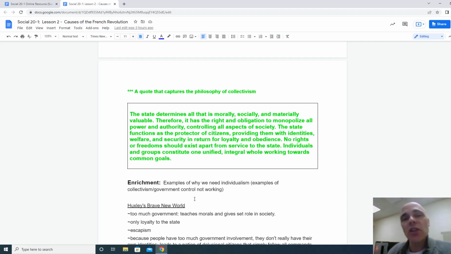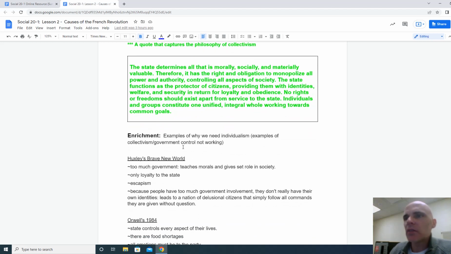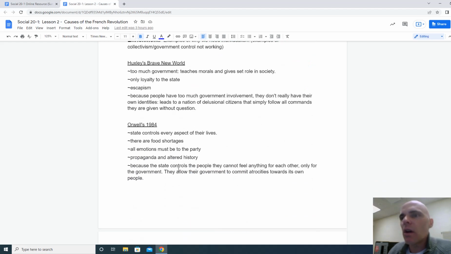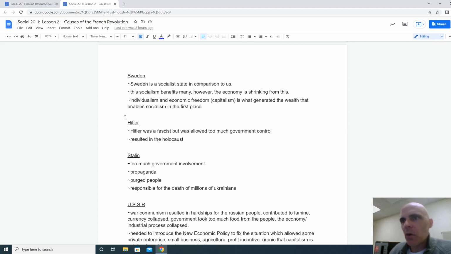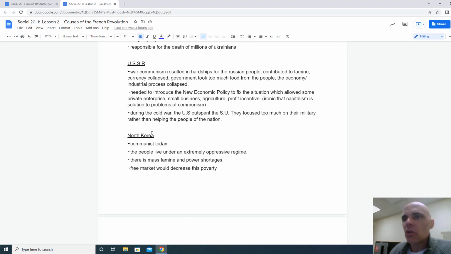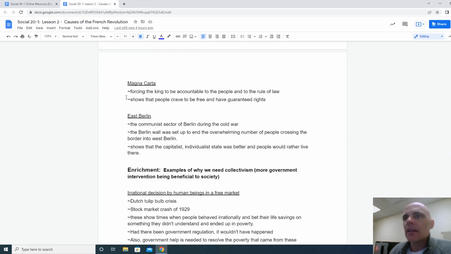This is an ideological perspective that reflects collectivism. And it is shown in green because that's the type of A1 source that you could see that you need to unpack and say, okay, what principles of collectivism am I seeing here? In terms of enrichment, we have some examples of why we need individualism, shown through the hypothetical works of Huxley and Orwell, through some contemporary and historical studies in Sweden, in Nazi Germany, and Stalin's USSR, North Korea today, and historically with the Magna Carta and what happened in East Berlin.